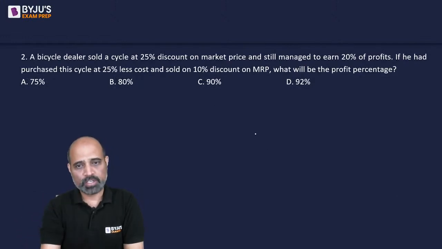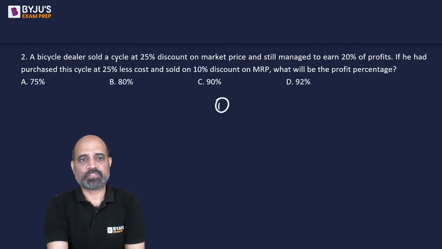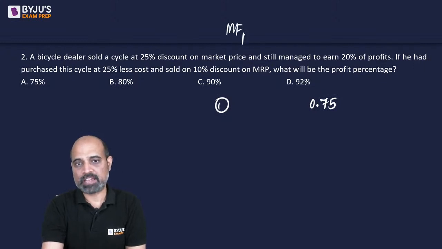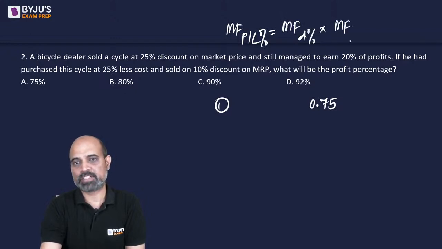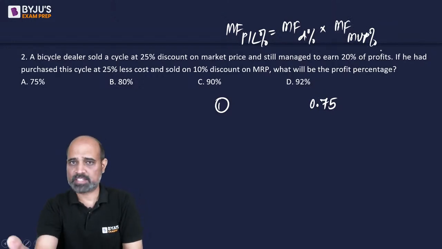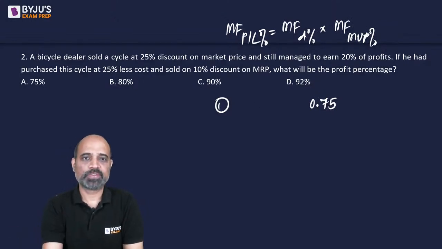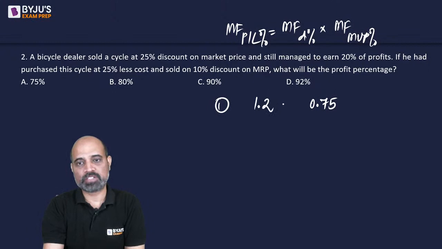So the first one is when he sold a bicycle at 25% discount. 25% discount means 0.75. And please do remember, I am using this multiplying factor of profit or loss percentage is equal to multiplying factor of discount percentage into multiplying factor of markup price percentage. ठीक है, सक्सेसिव का फॉर्मूला है प्रॉफिट लॉस डिस्काउंट का. So 25% discount is 0.75 and 20% profits means profit percentage is 1.2.